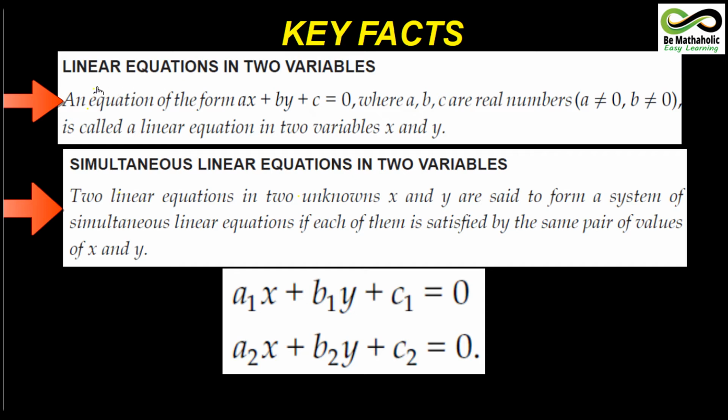First of all, you must be knowing what linear equations in two variables are actually all about. An equation of the form ax plus by plus c equals 0, where a, b, c are real numbers and a and b are non-zero real numbers, is called a linear equation in two variables x and y. Now children, this is actually the general form of a linear equation.